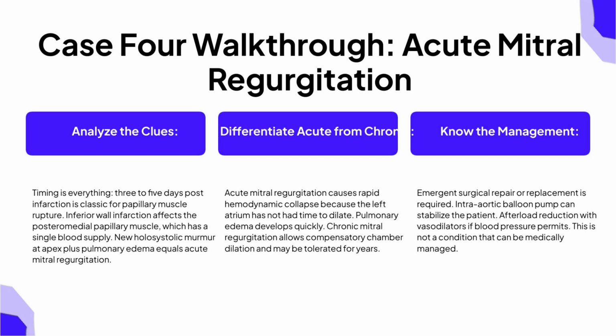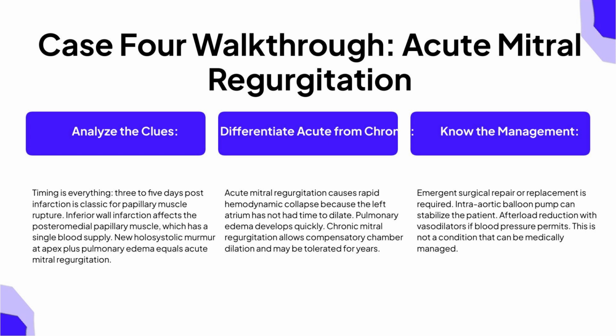Acute mitral regurgitation is a surgical emergency because the left atrium has not had time to compensate. Blood backs up into the pulmonary circulation immediately, causing flash pulmonary edema. Contrast this with chronic mitral regurgitation, where gradual left atrial dilation accommodates the regurgitant volume, and patients may be asymptomatic for years. For acute mitral regurgitation post-infarction, the management is emergent surgery.